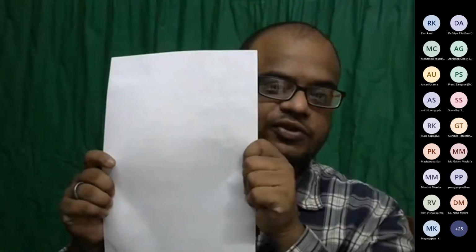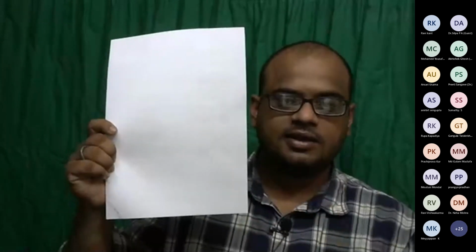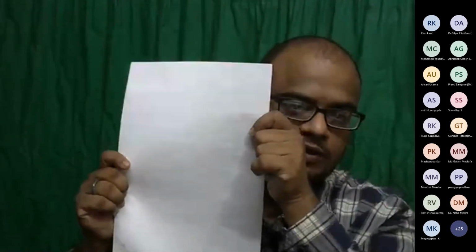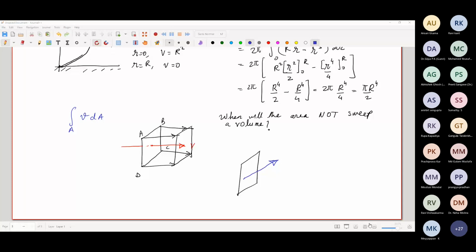So if I were to sweep this, what kind of object will be formed? If I take this area and I sweep it towards you, what will be the shape that will be formed? Cuboidal. It will be a rectangular parallelepiped. All right. I hope it is clear that you need to sweep the area appropriately. You cannot just sweep it randomly.